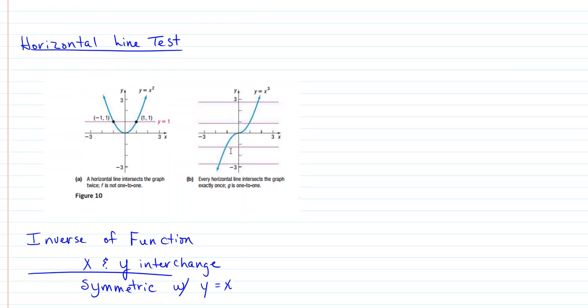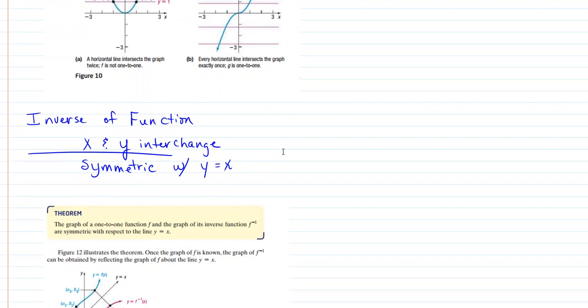Now, just like when we were determining if something was a function, we had a vertical line test. Now we have a horizontal line test to see if that function is one-to-one. So if you draw a horizontal line and you hit the function more than one time, it is not one-to-one. So this one's not one-to-one. This one, no matter where we draw a horizontal line, we only hit it once. So that is one-to-one.